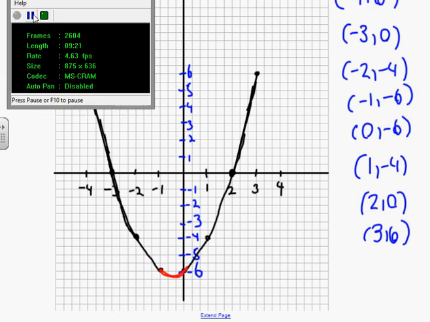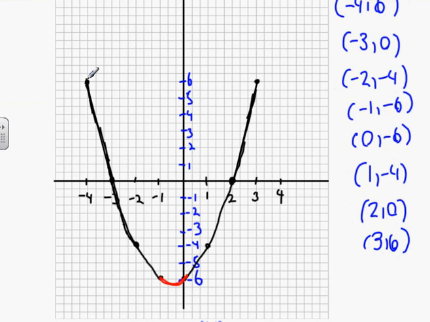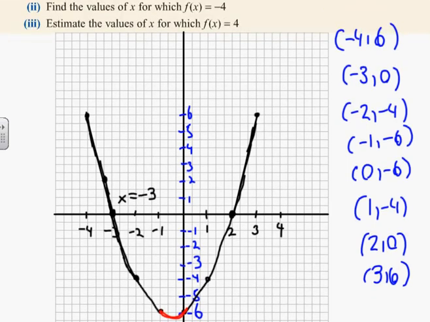Charlie, what's the keywords here? Keywords in the question? Use your graph. Find the values of x for which f of x equals 0. That's the same thing as saying find the values of x for which y equals 0. When does y equal 0? Is it equal to 0 here? What is it equal to here? 6. The y value is 6. What about here? The y value is 2. What about here? The y value is 0, so it's x equals minus 3.